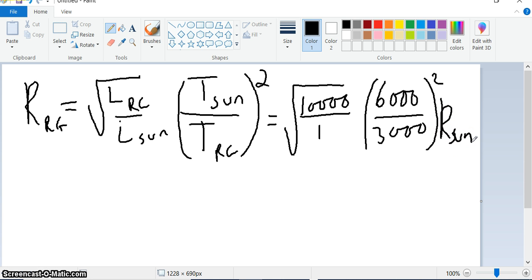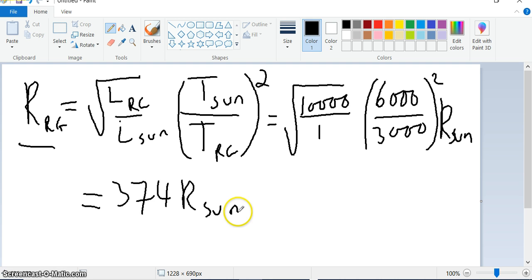So in other words, we're going to get the radius of the red giant compared to the radius of the sun. When you do this, make sure you do what's in the fraction, the 6,000 divided by 3. That's not that hard. You square that, and then you multiply by the square root of 10,000. You get approximately 374 times the radius of our sun.